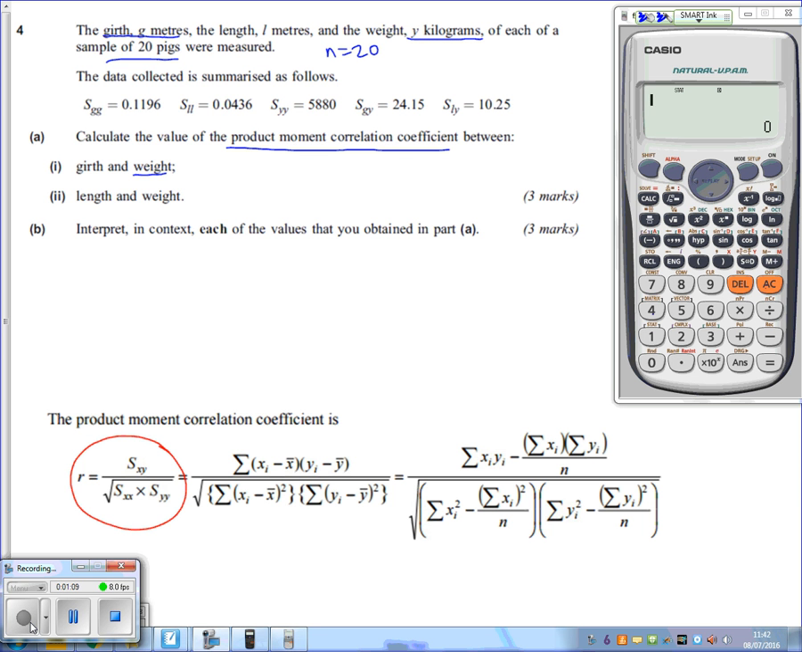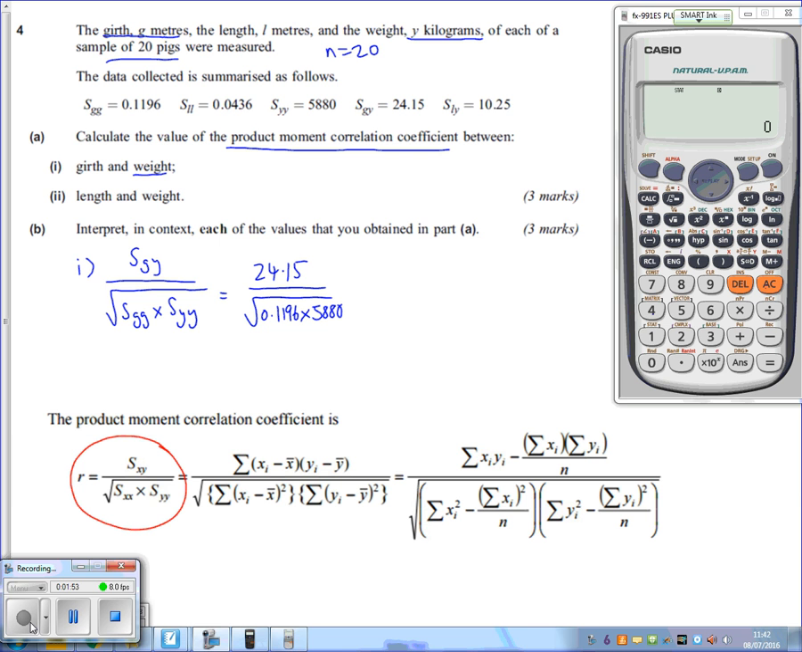So for part A(i), I need to use Sxy, so that would be Sgy, divided by the square root of Sgg times Syy. So that's just going to be 24.15 divided by the square root of Sgg, which is 0.1196, multiplied by Syy, which is 5880. Okay, so I'm going to do that on my calculator.